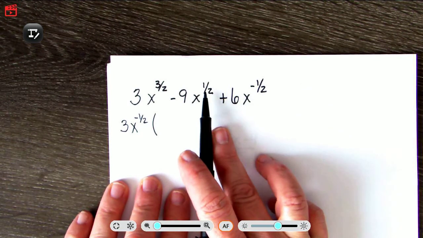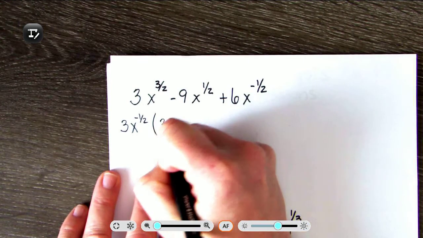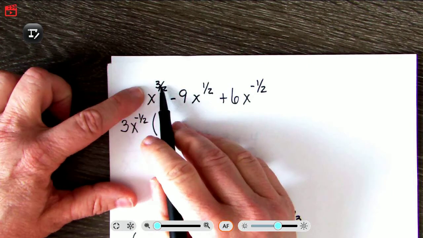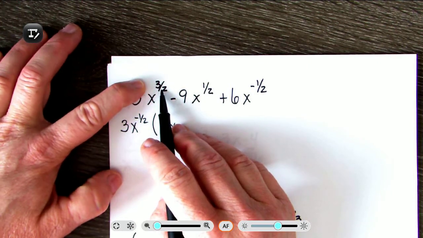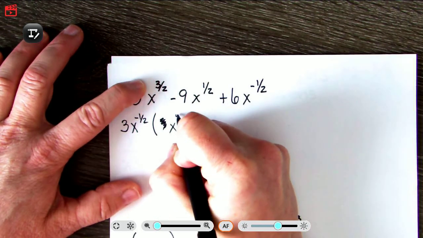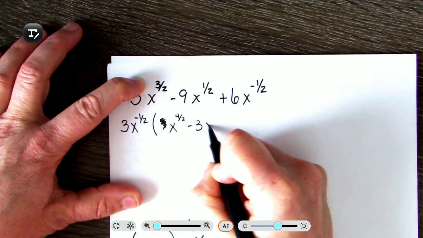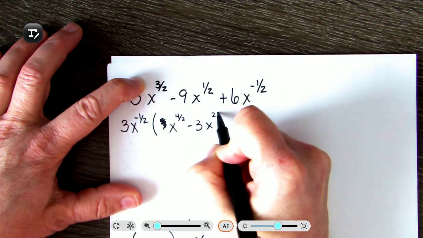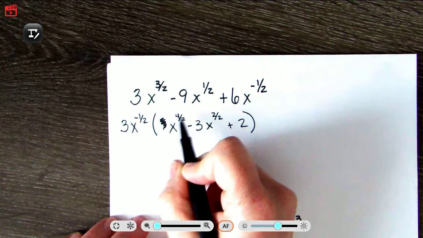So 1/2 minus a 1/2 is going to give me a whole. So here, my 3's gone. If I subtract a negative, that's actually going to be adding a half onto this. So this would then be x to the 4/2, this would be minus 3x to the 2/2, and plus 2. Rewriting that.